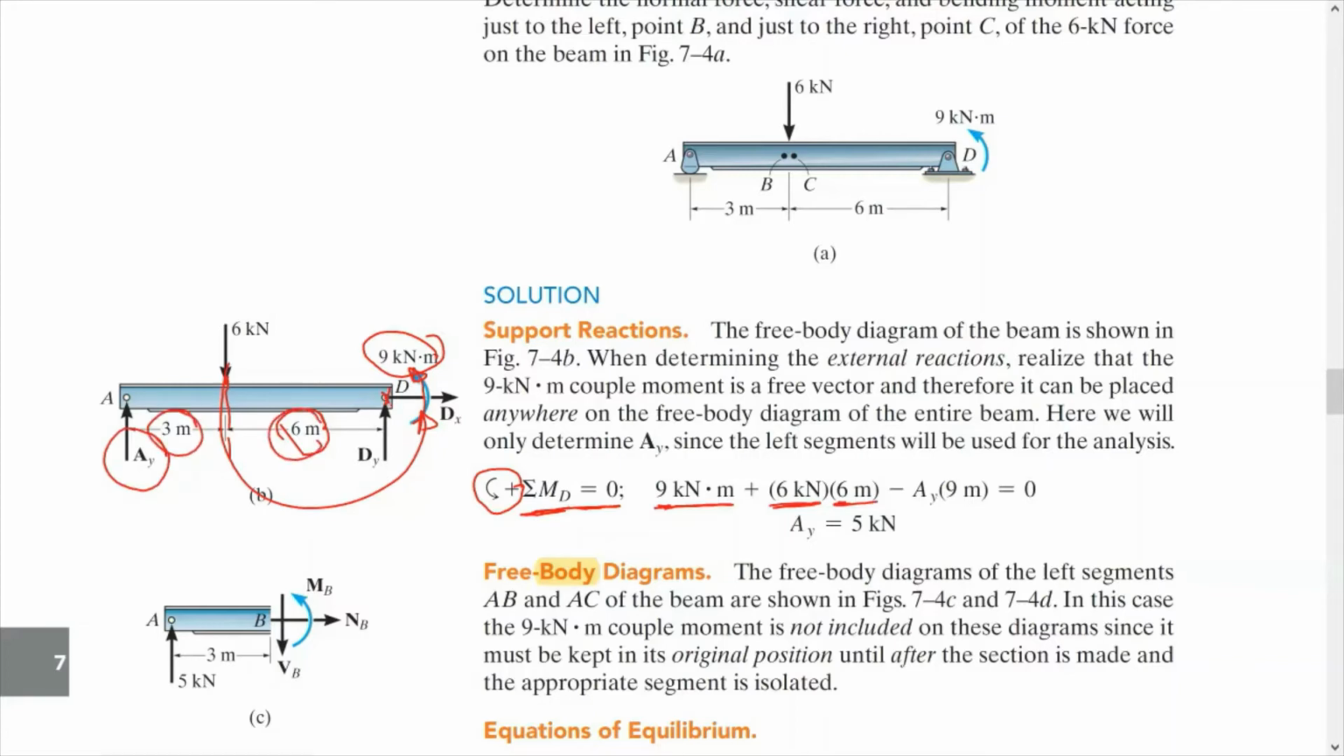So Ay here is 5 kilonewton. Once we got Ay equal to 5 kilonewton, we can get Dx and Dy here, okay? But in this case, we don't need to find them. Our section is going to be one time here and the other time here, meaning before and after this force, okay?